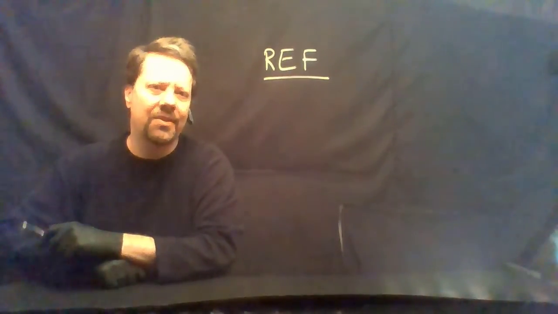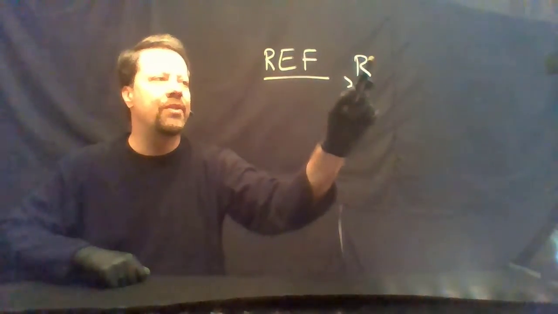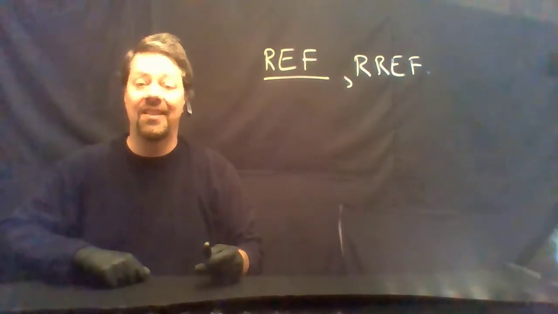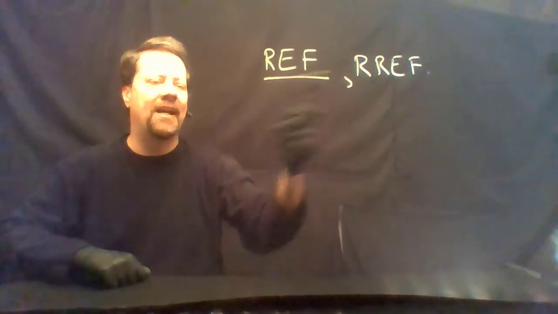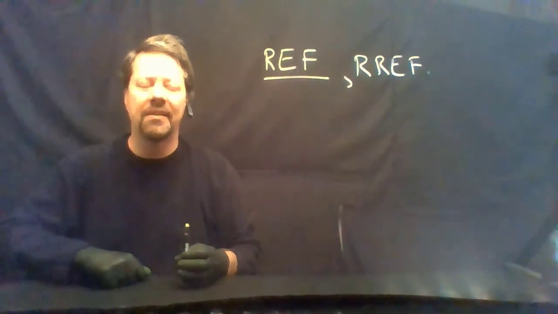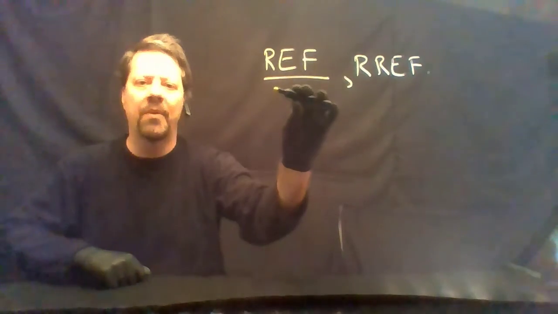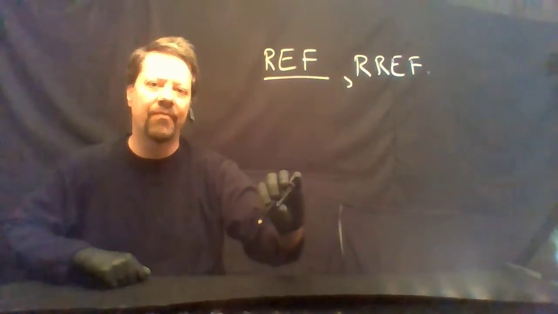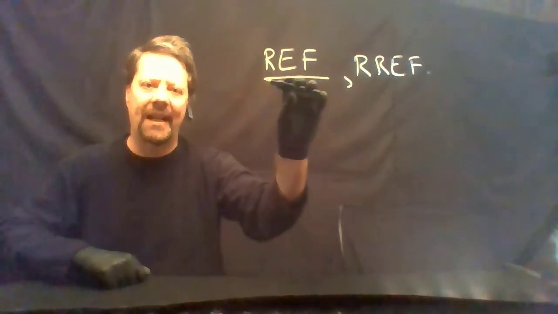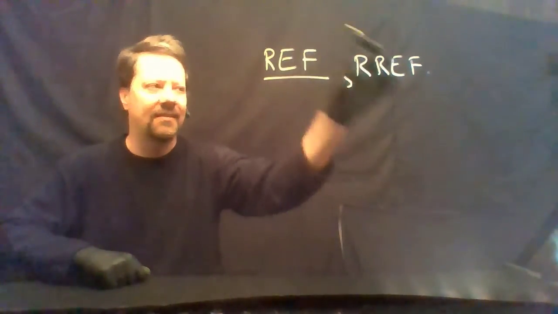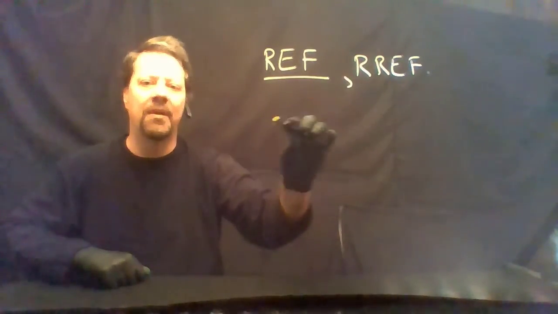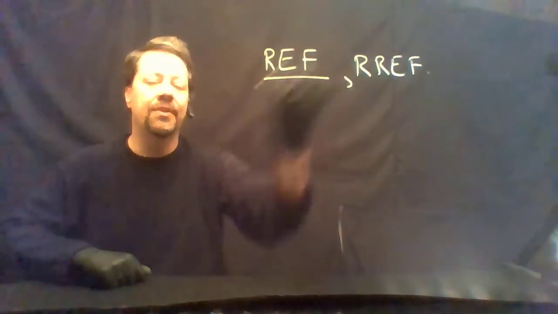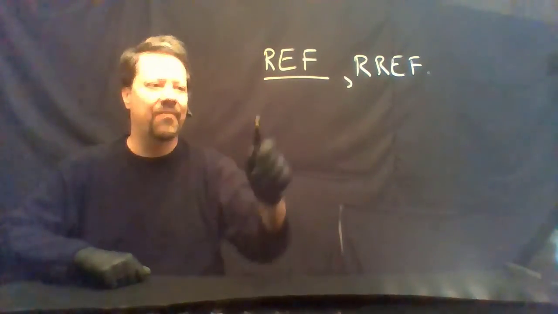There is also something called reduced row-echelon form. The only difference between row-echelon form and reduced row-echelon form is that in row-echelon form we require that below leading ones all entries must be 0. We don't say anything about what happens above the leading ones. In reduced row-echelon form, not only do you have zeros below the leading ones, you must also have zeros above the leading ones.